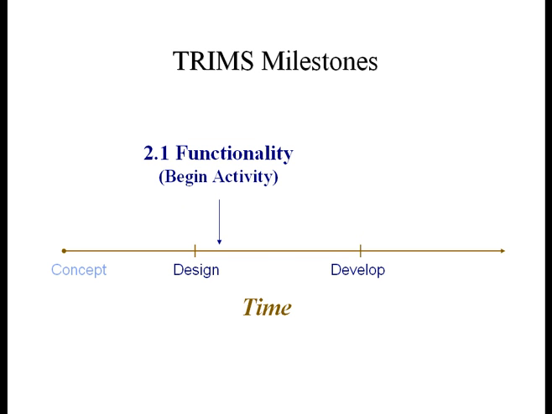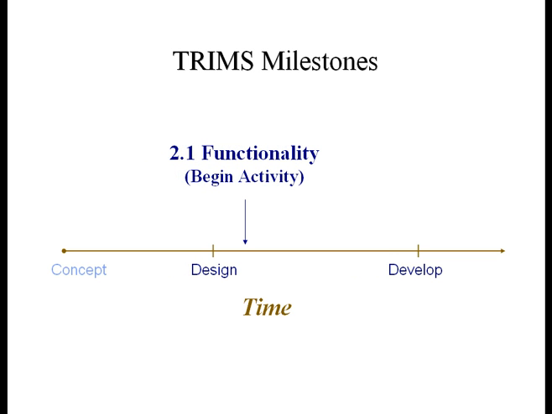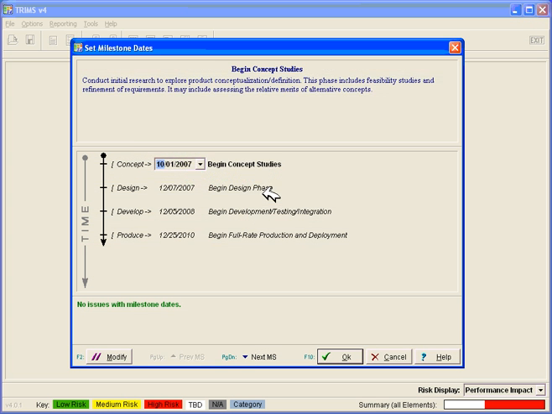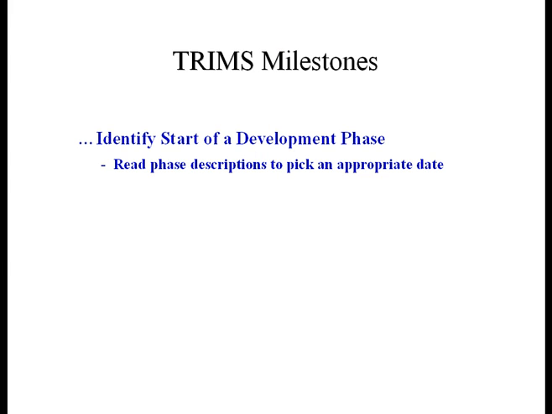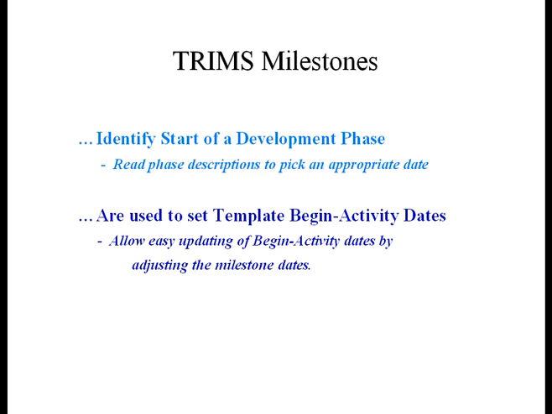If my program schedule slips, I can come back to this module and enter new milestone dates, and any templates that are affected by those milestones will be adjusted automatically. When I click on any of the milestone date fields, the description of that milestone is displayed right here. When you enter milestone dates, they may not match up with your program's actual milestones. You will have to read the descriptions and decide what an appropriate date is for the beginning of a particular phase. Remember, these dates are only used to adjust template begin activity dates on a global basis.